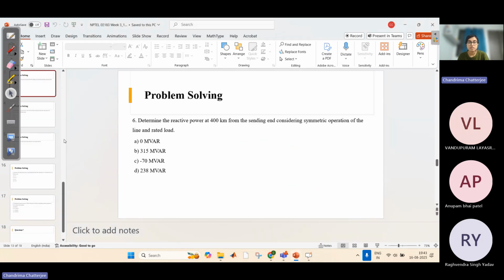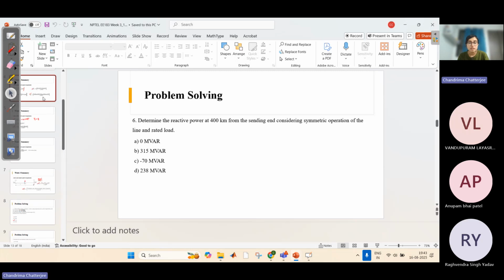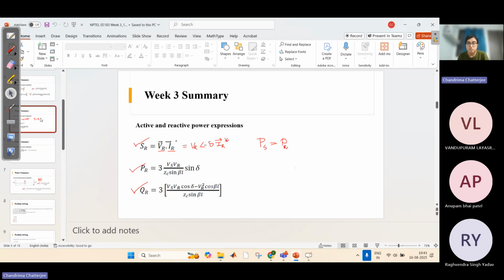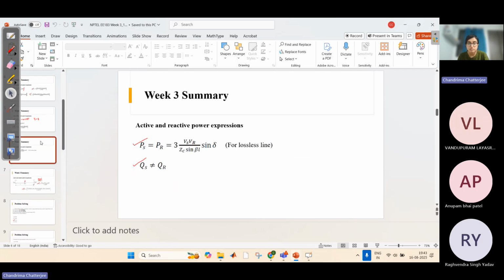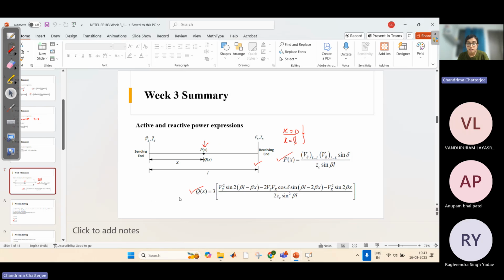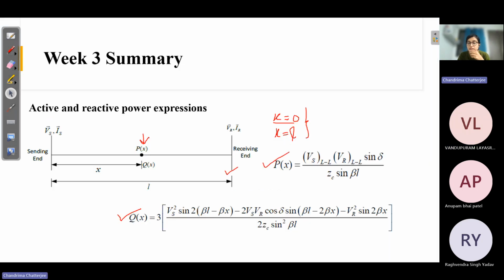Just a minute, I have written it here. Yeah, see, this is the expression of Qx at any random point, and x is the point. Ma'am, I'm not getting the exact answer when I solve this equation. You will get the exact answer.